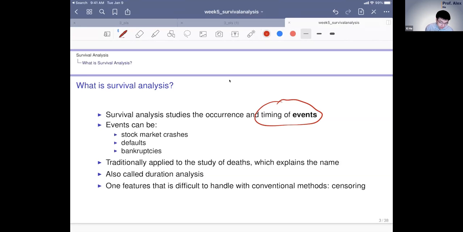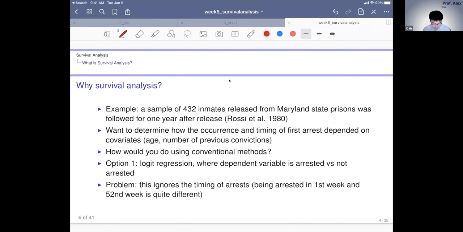So these events can be anything: stock market crashes, defaults, bankruptcies. Traditionally, the application is our first example, studying the effectiveness of some drug by looking at when people die. That's where the name survival analysis comes from, but it's also called duration analysis. It's the same thing. And then there's one feature that makes the traditional methods not great, and that's censoring. We'll talk about that.